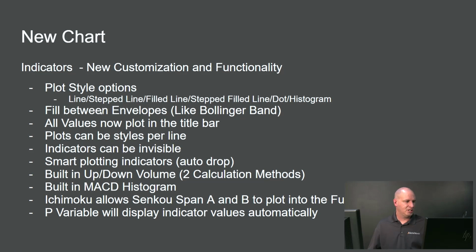And of course, last but not least, the P variable will display indicator values automatically. So what that means is, if you use formula language a lot inside MetaStock, when you plot an indicator and it needs a variable to plot, it will ask you up front rather than you having to go in and define it. It'll have a drop-down menu for you to select what it's calculating off of. So some great enhancements there as well. So that's indicator functionality and customization.